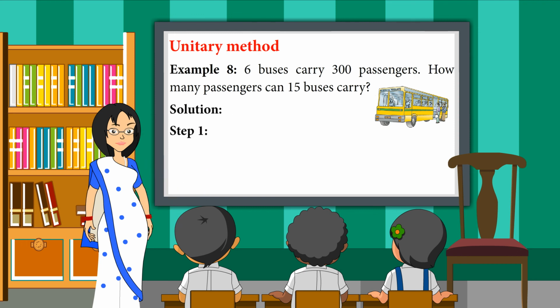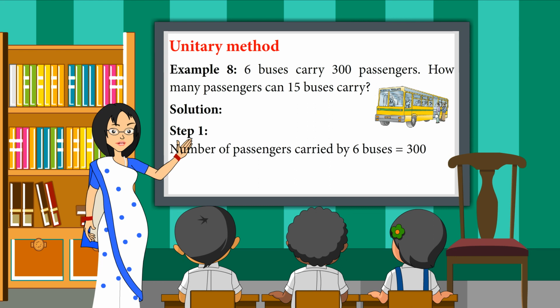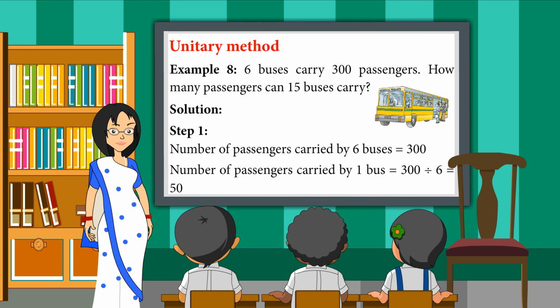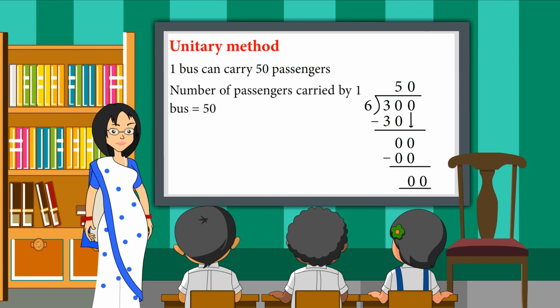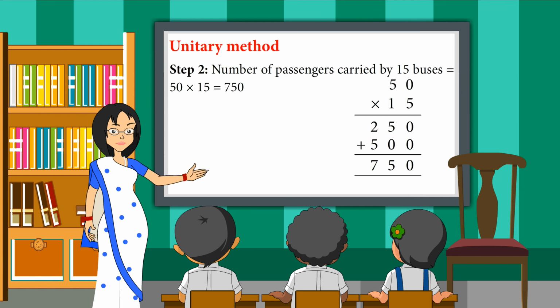Solution. Step 1. Number of passengers carried by 6 buses is equal to 300. Number of passengers carried by 1 bus is equal to 300 divided by 6 is equal to 50. 1 bus can carry 50 passengers. Step 2. Number of passengers carried by 15 buses is equal to 50 into 15 is equal to 750. Passengers carried by 15 buses is equal to 750.